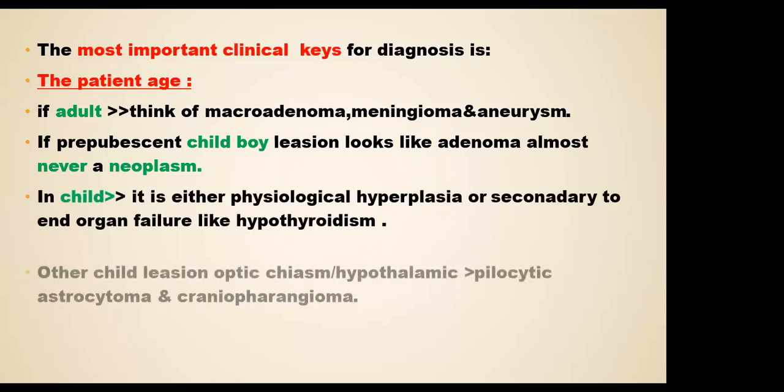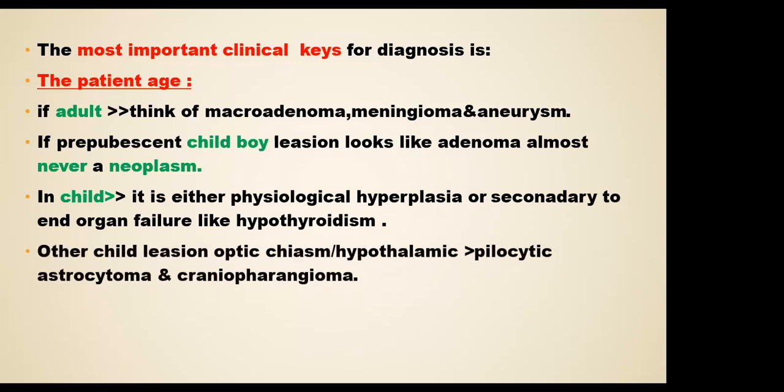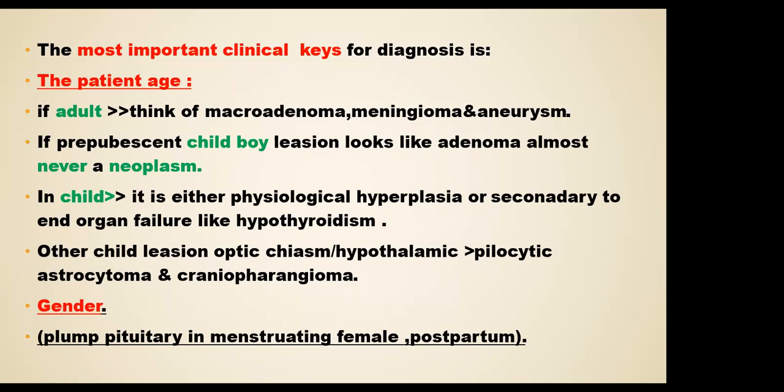Other child lesions in the optic chiasm and hypothalamic region are pilocytic astrocytoma and craniopharyngioma. Regarding the gender, the second key, in the female we have a plumpy pituitary gland during menstruation and postpartum, and this is physiological. Keep this in your mind. And in the imaging, we analyze the signal intensity, calcification, solid or cystic, and so on. So what is the pituitary adenoma definition?